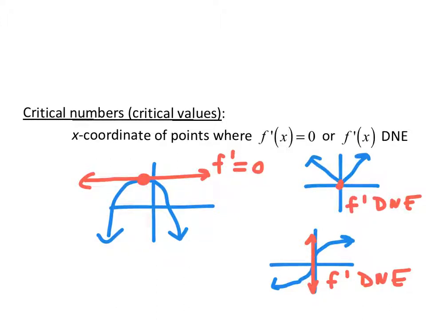And of course, if a function is not continuous, it is not differentiable. So anything with a hole, a vertical asymptote, or a jump discontinuity is not differentiable at that point.